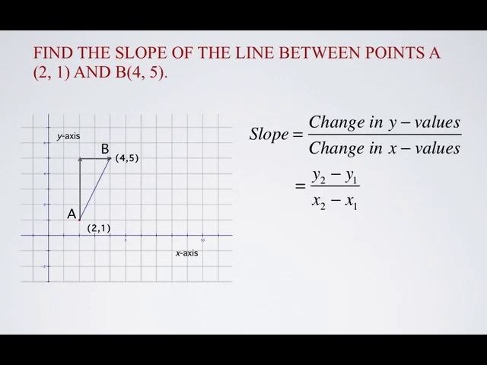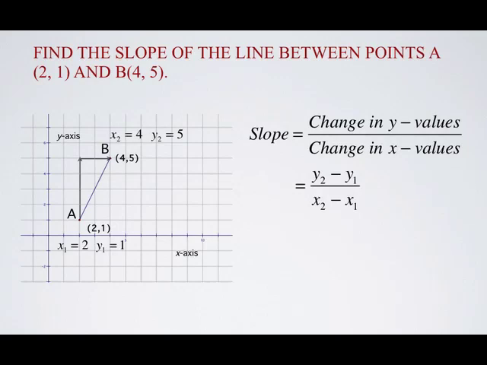And we have to do the exact same thing in the exact same order with the x values. So we have to take our x from point 2, or B's x, and our x from point 1, A's x, and subtract them. Our y2 is 5, our y1 is 1. Our x2 is 4, our x1 is 2.